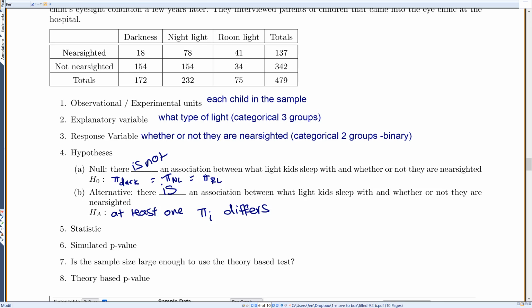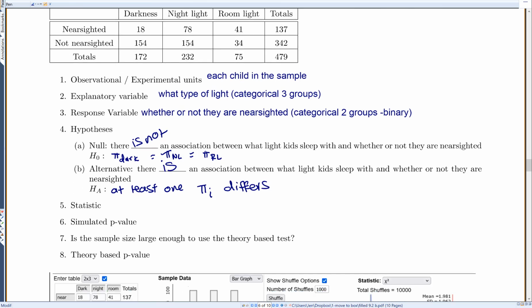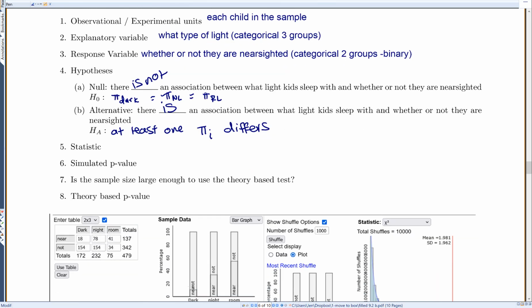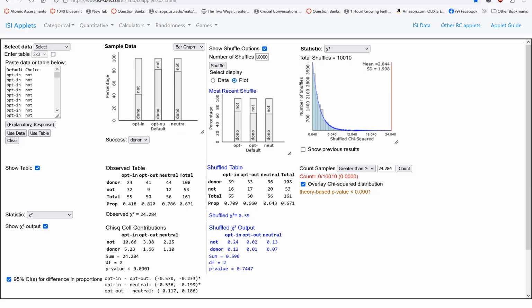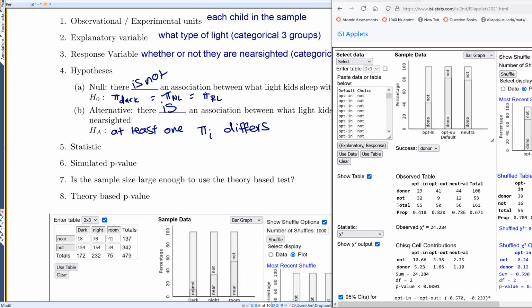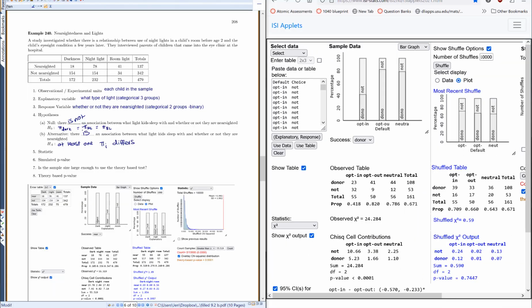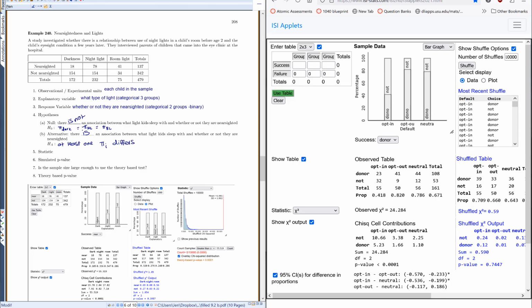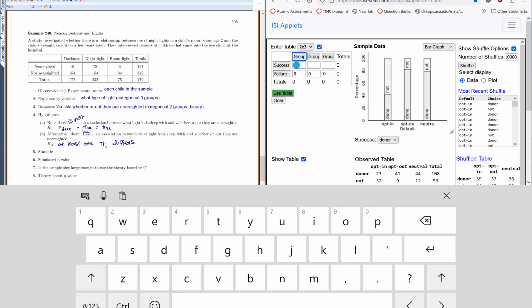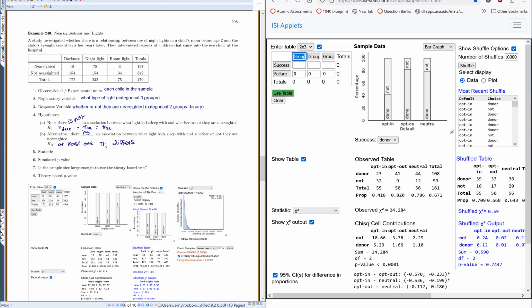Now we need to find our statistic and our p-values and everything. So we just come to the applet. And let me show you how you actually put this in. I don't think this one is built into it. So I'm going to click that I want to enter a table. Okay, and I need it to be a 2x3 table, which is what I had it on already. And then it helps me if I put in the names for everything.